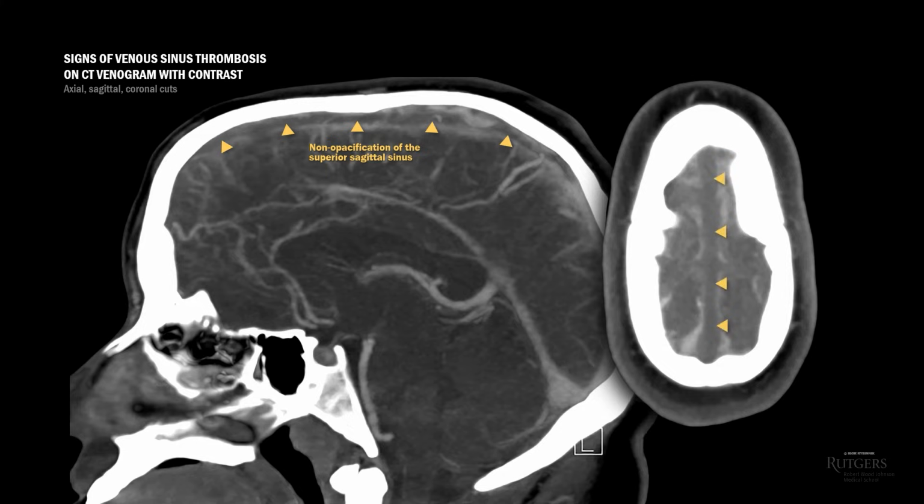You can see the same finding in the axial view. This is a slice from very high up in the brain. I bet when you review head CT yourself, you don't pay as much attention to these high slices. Well, you really should. You might be surprised.